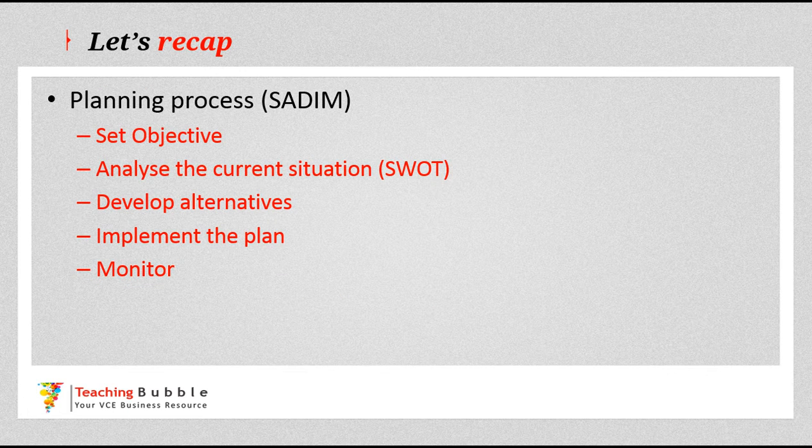So just to recap, the planning process, we use the acronym SATM, and you don't have to use that acronym. It could be something different, that's fine. But here's just an example of a planning process where we set the objective, analyse the current situation using a SWOT analysis, develop alternatives, analyse them, choose the best one, and then we implement that alternative, and then we always monitor results.